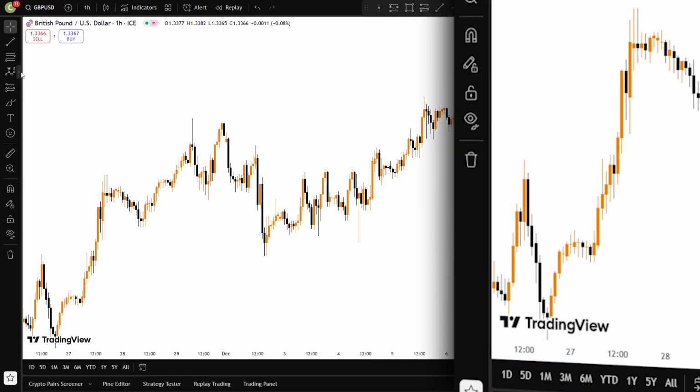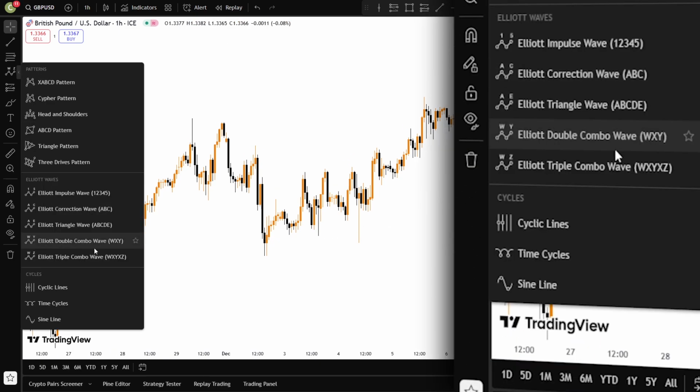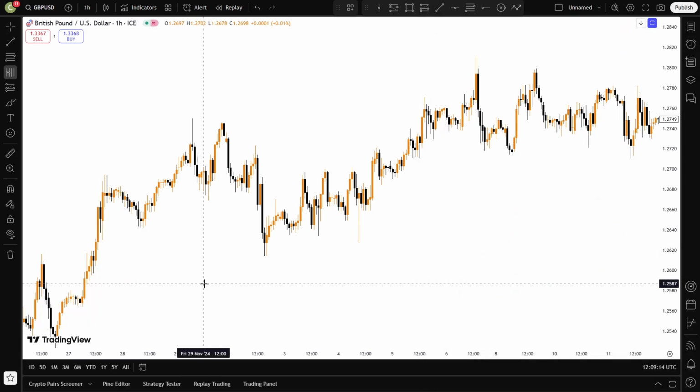Now we move to a very simple tool, less confusing, which is the cyclic lines. The cyclic lines are vertical lines placed at regular time intervals to help visualize market cycles, which are just areas where price may react based on recurring time patterns. You use them to anticipate turning points based on time, not on price.